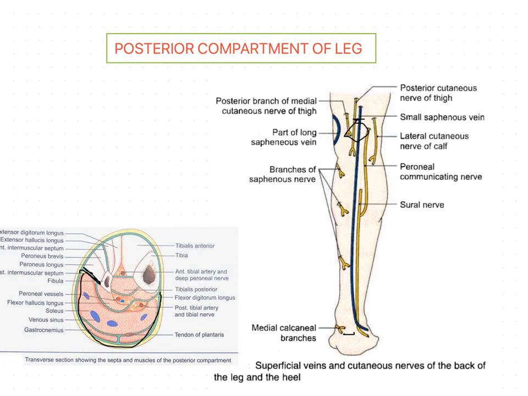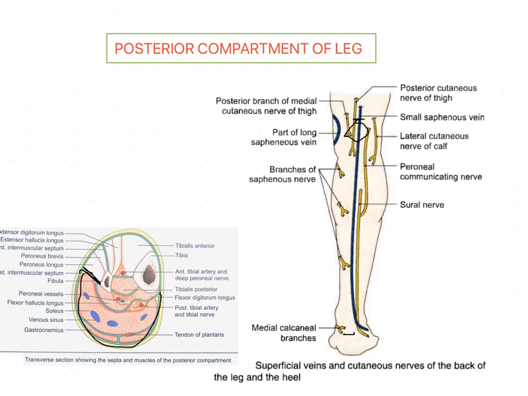If you see the contents, the structures we can see in the posterior compartment are the skin, superficial fascia, deep fascia, and muscles. It consists of two arteries, the posterior tibial and peroneal artery, and only one nerve, that is the tibial nerve. These are all the structures present on the back of the leg.